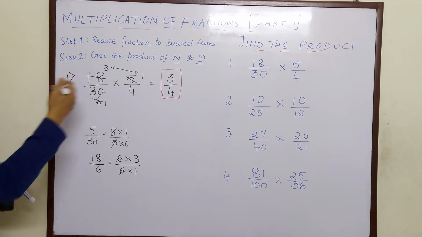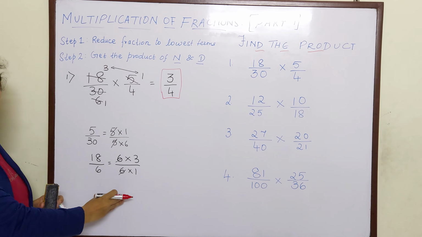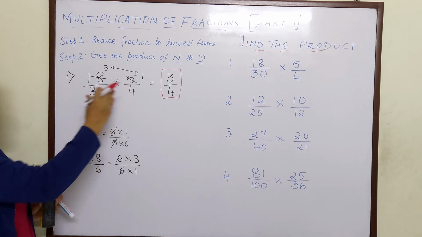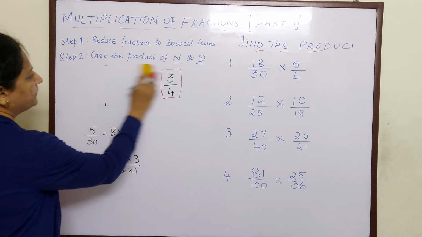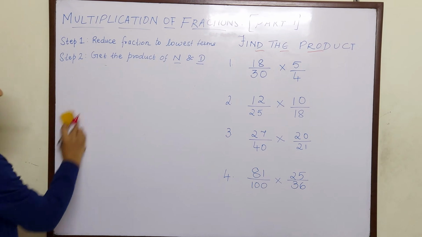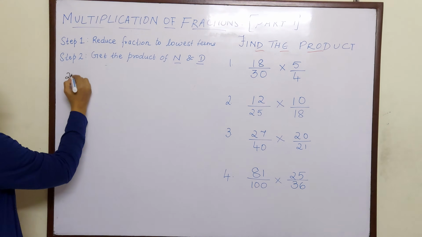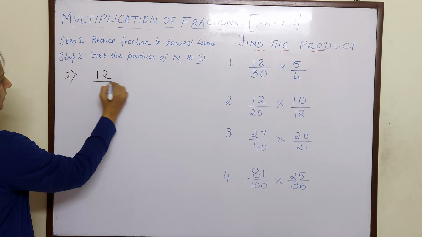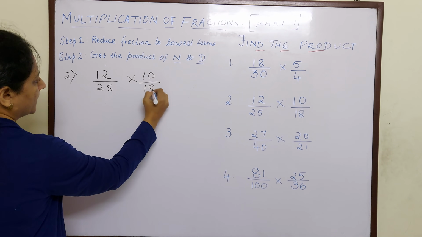Actually, we can do cancellation directly here children. This is only to make you understand how the cancellation has to be done and how you have to replace the numbers. So let us go to the next sum. 12 by 25 into 10 by 18, right? So 12 by 25 into 10 by 18.